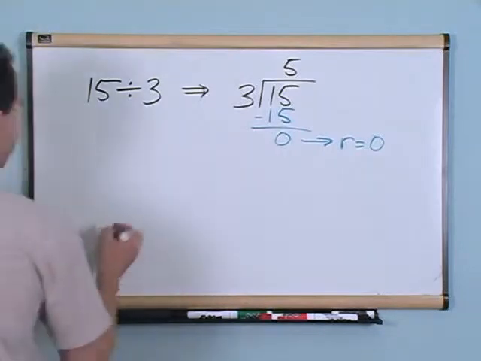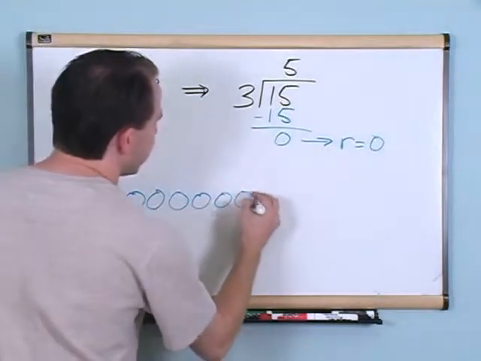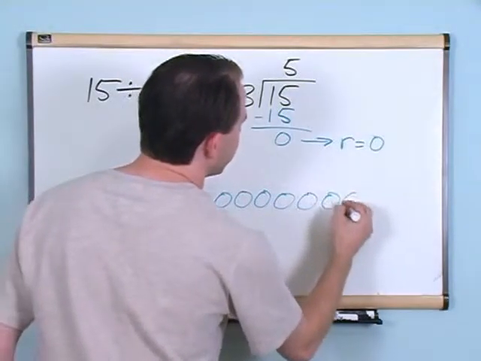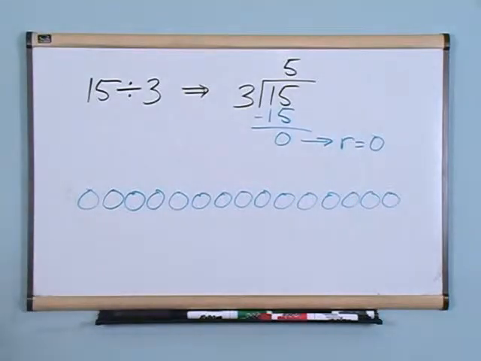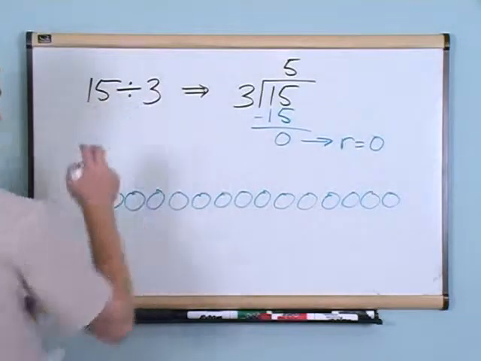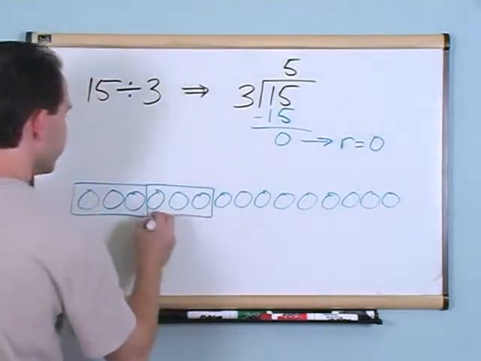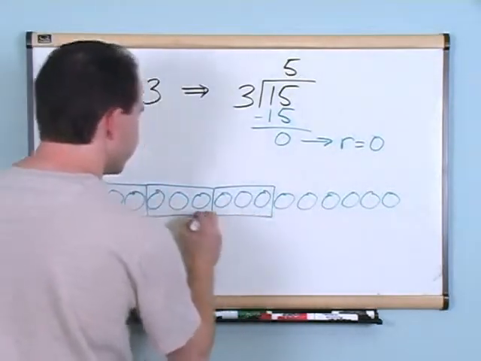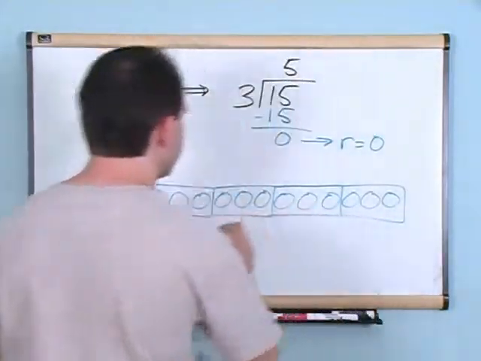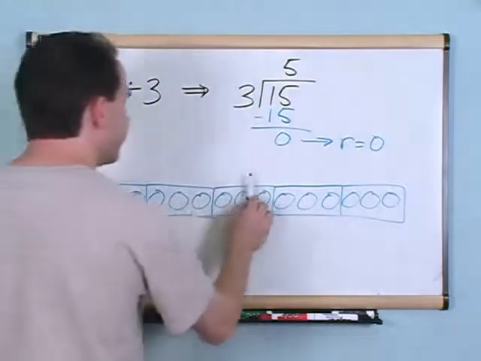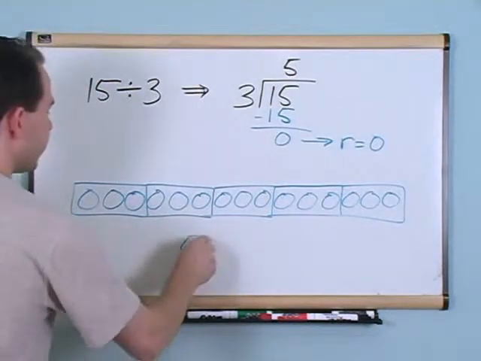If we were going to do this one graphically, we would draw 15 circles. There are 15 circles on the board, and we're going to divide by 3. Here is one group of 3. Here's another group of 3. Here's another group of 3. Here is another group of 3. And here's another group of 3. 1 group, 2 groups, 3 groups, 4 groups, 5 groups of 3.